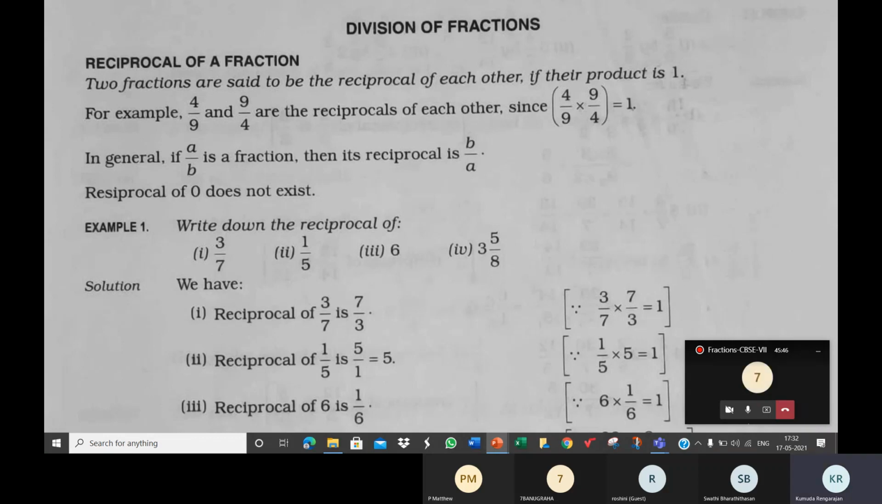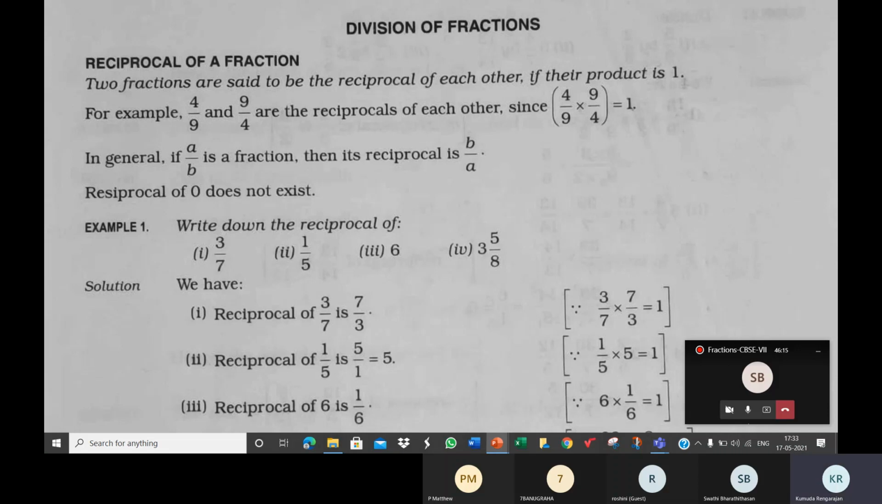So there's nothing like 1 by 0, because division by 0 does not exist. You cannot divide by 0. Which is why we say the reciprocal of 0 does not exist. 0 has no reciprocal. There is nothing which is the reciprocal of 0.